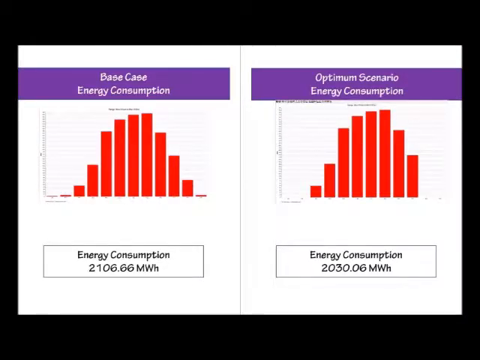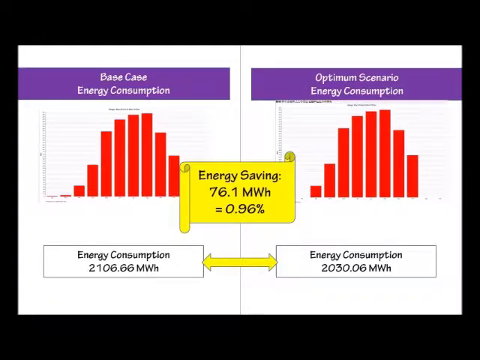This graph shows a comparison between the base case energy consumption and the optimum scenario energy consumption. As we can see, the energy saving after applying the natural ventilation strategy is 0.96%.